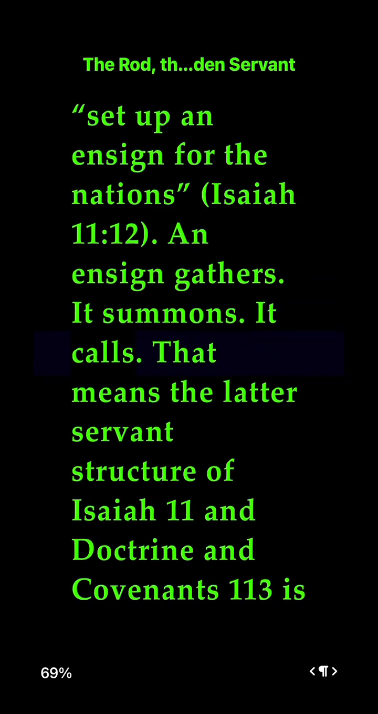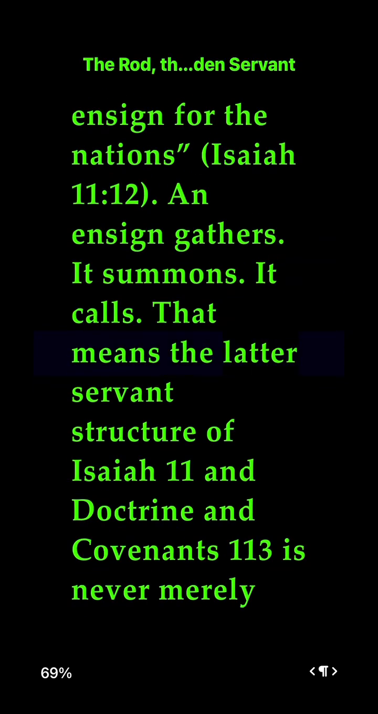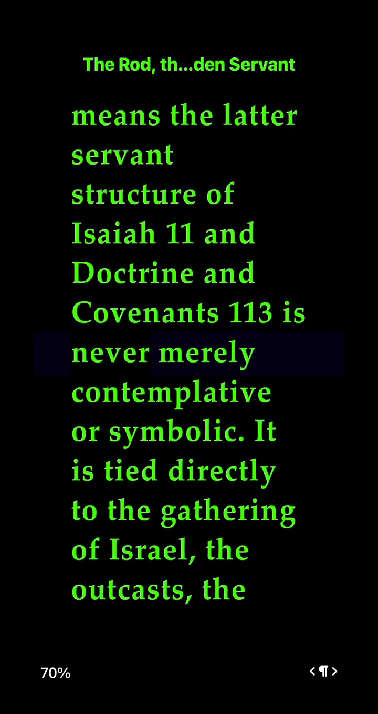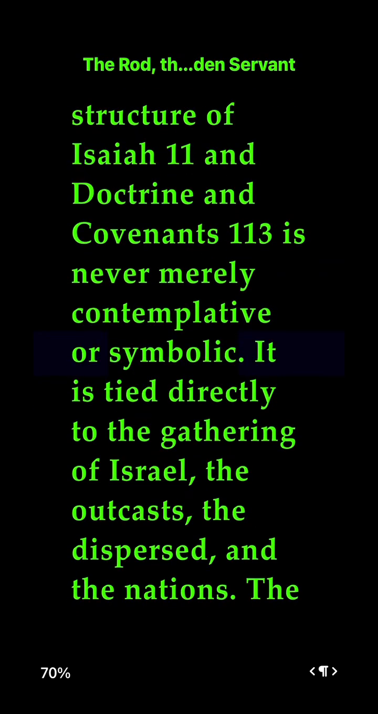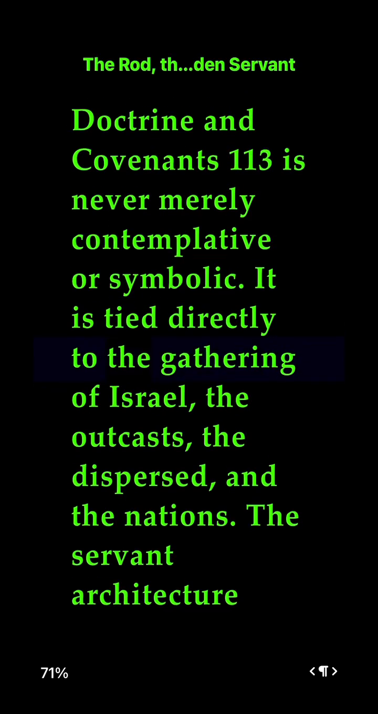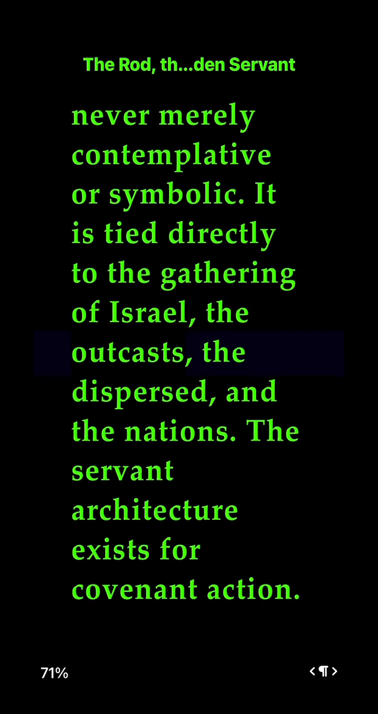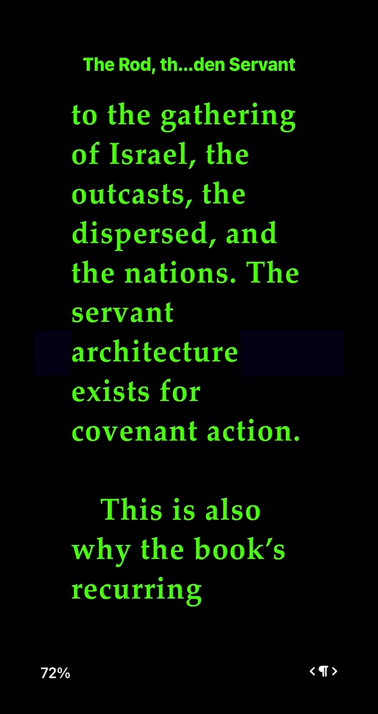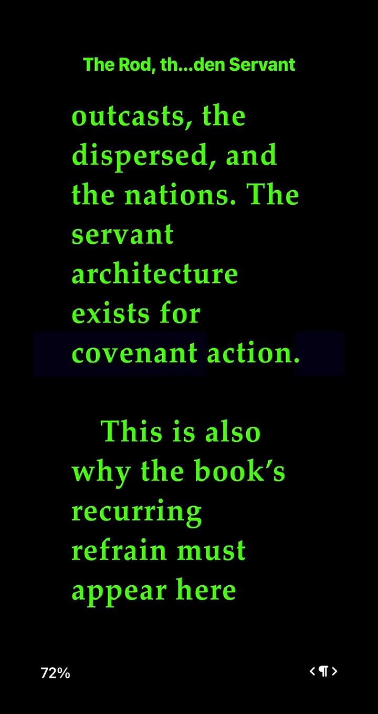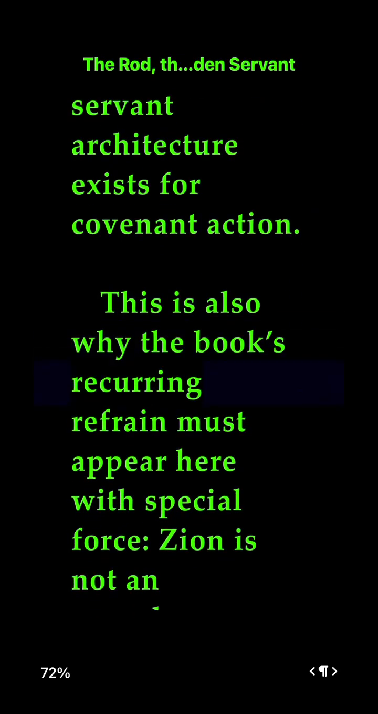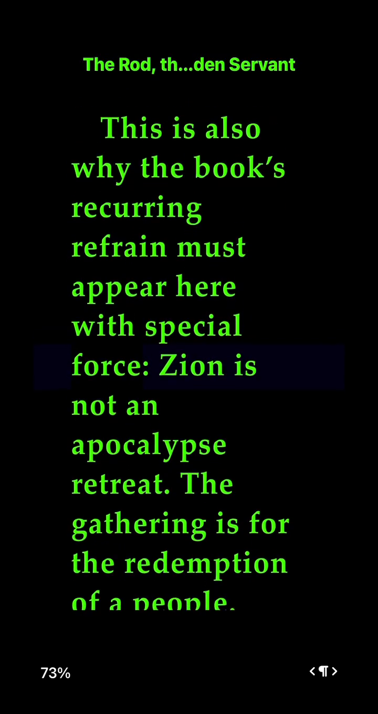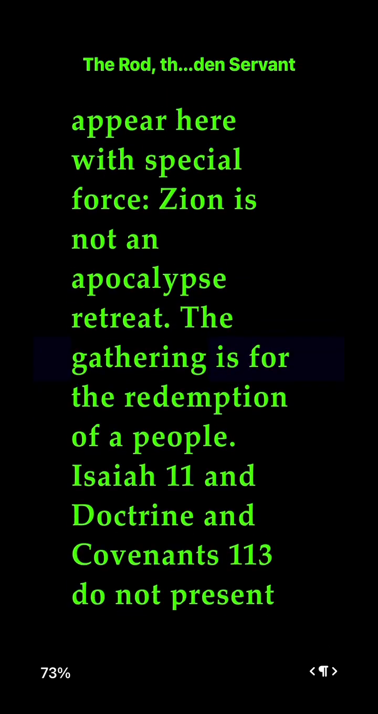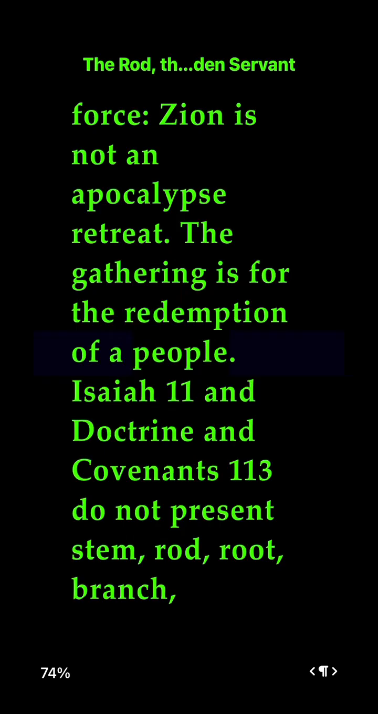It calls. That means the latter servant structure of Isaiah 11 and Doctrine and Covenants 113 is never merely contemplative or symbolic. It is tied directly to the gathering of Israel, the outcasts, the dispersed, and the nations. The servant architecture exists for covenant action. This is also why the book's recurring refrain must appear here with special force. Zion is not an apocalypse retreat. The gathering is for the redemption of a people.